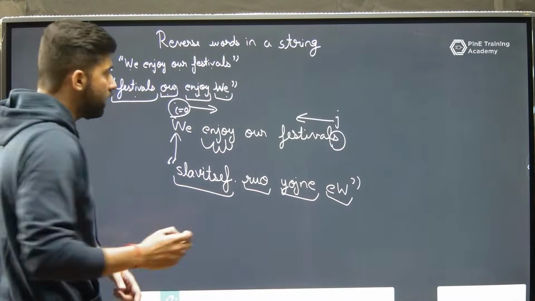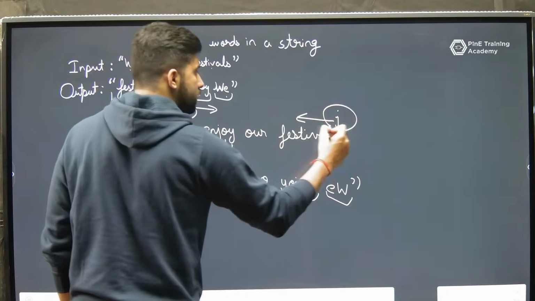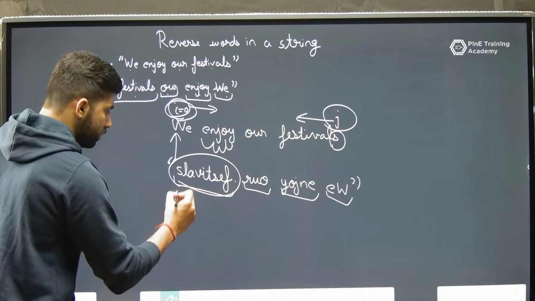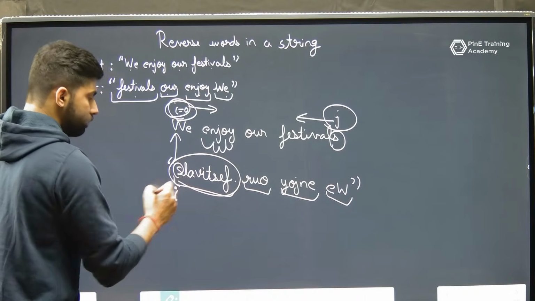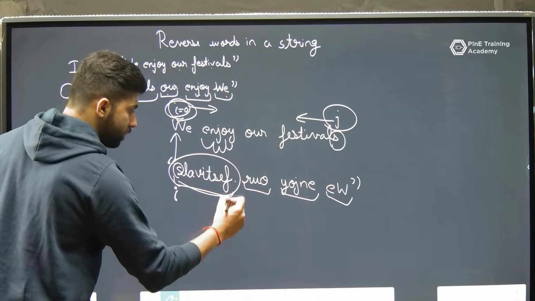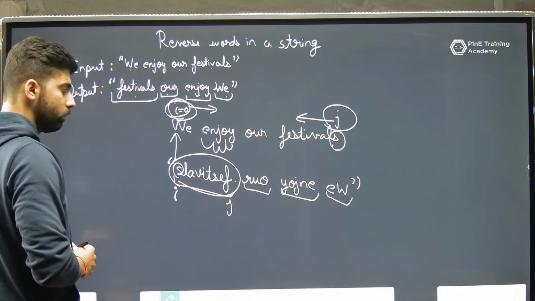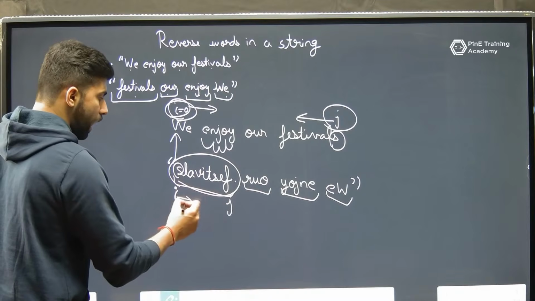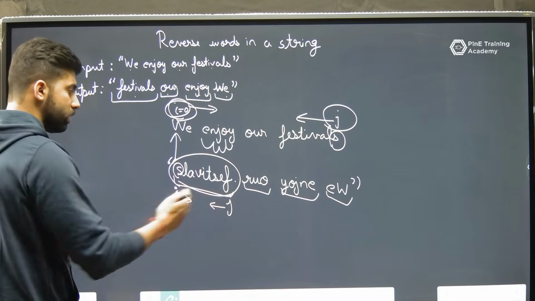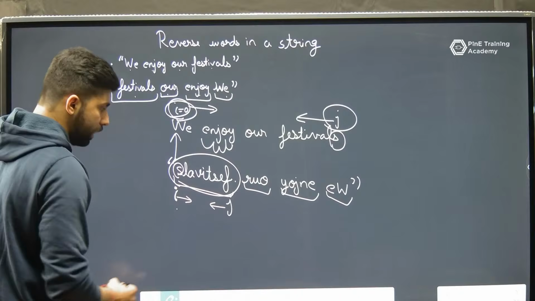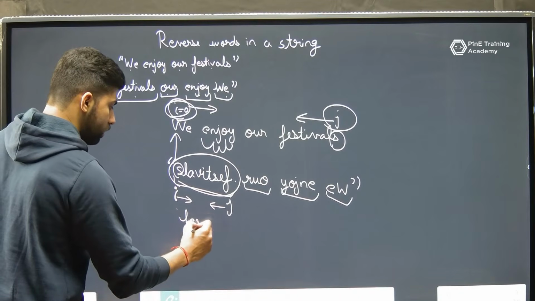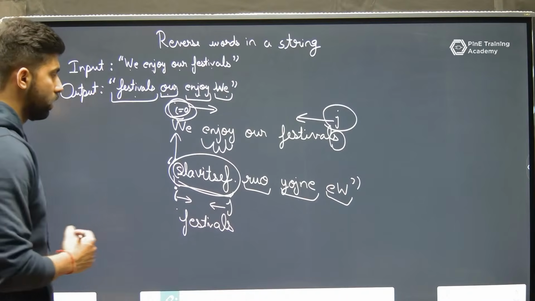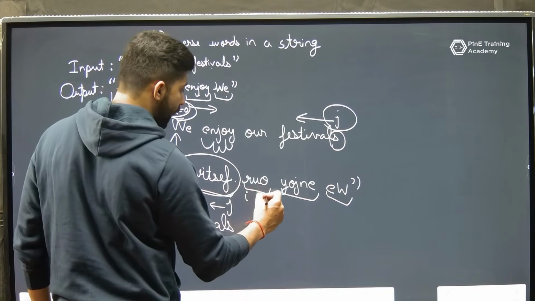You can apply this same logic to individual words, right? So what you can do is you can write i, you can write j here, and you can start reversing them. i will move towards this side, j will move towards this side. If you start reversing them, you will get festivals here.